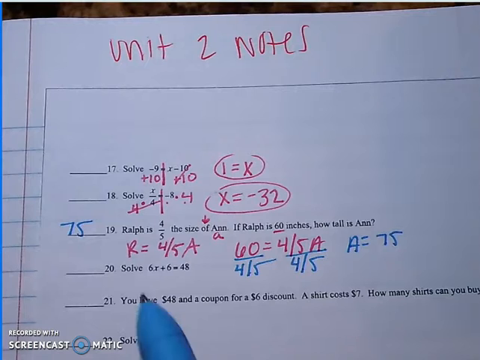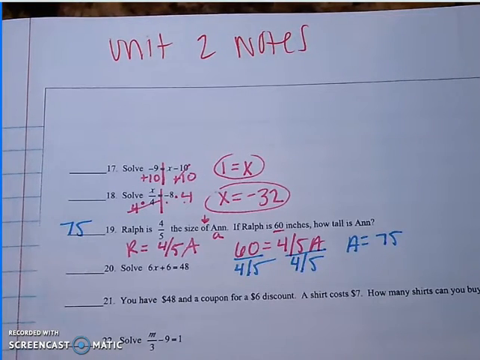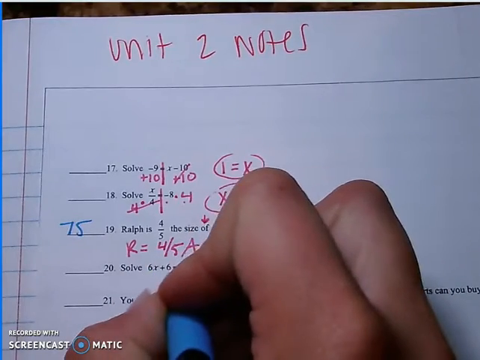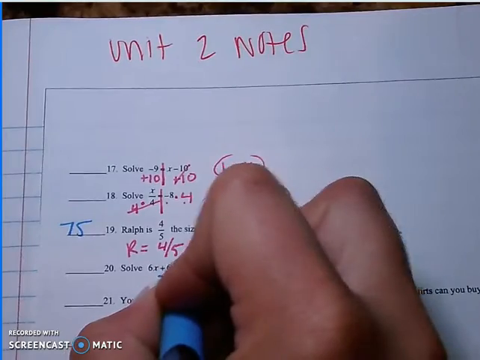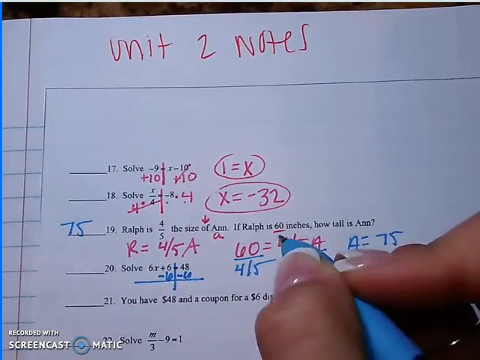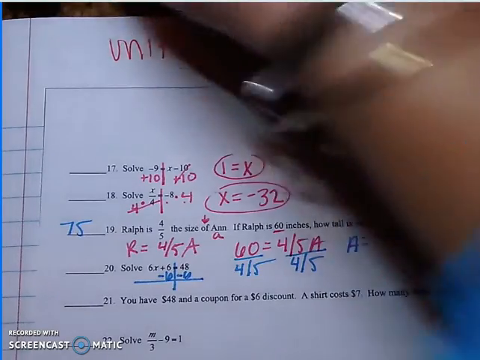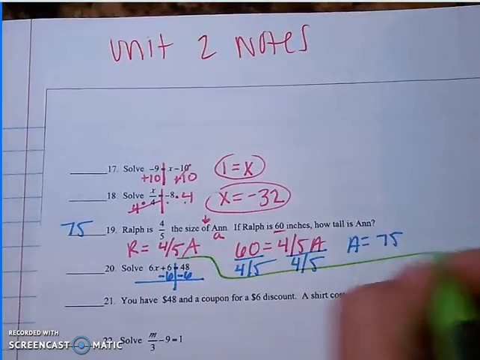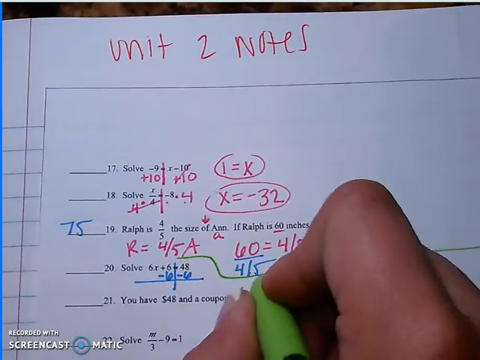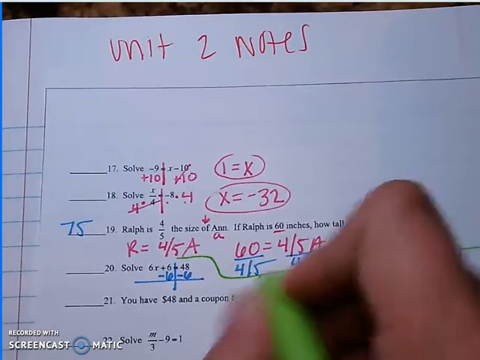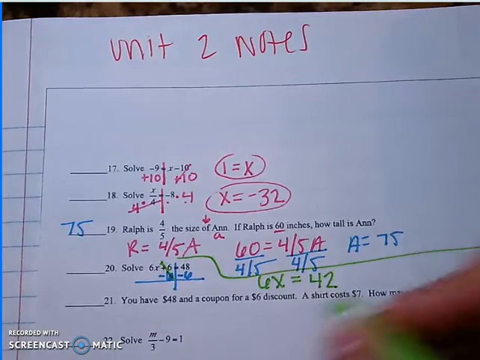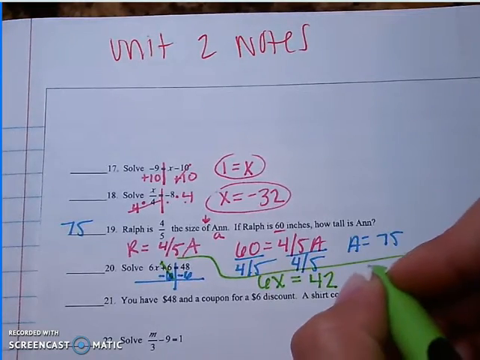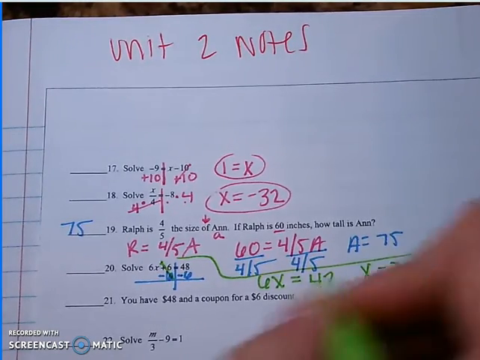I'm going to go ahead and do 20. Well, I could probably fit it right there. So 6x plus 6 is 48. Draw your fence. This is my associate, so I'm going to get rid of him first. So then I'm left with 6x equals 48 minus 6 is 42. One-step equation, divide by 6. X is 7.